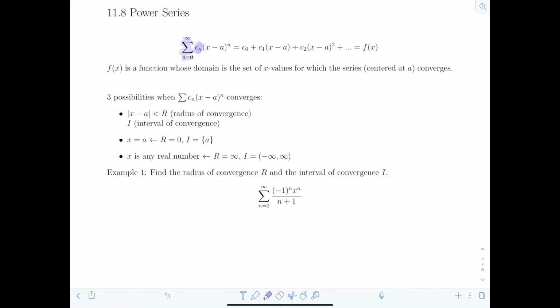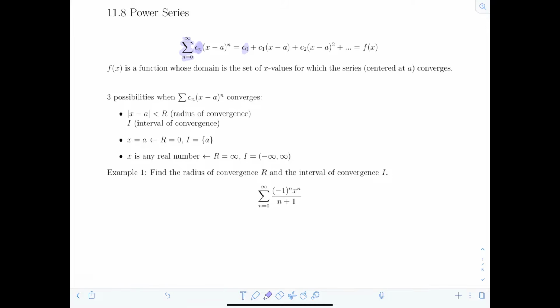Well, what does that look like if we expanded or wrote out the first few terms of this sum? If n is 0, I'd have c sub 0, and then (x minus a) to the 0, so that would just be 1. So the first term would be a constant. Then the next term, I'd add to that c sub 1 times (x minus a) to the first, plus c sub 2 times (x minus a) squared, and this goes on forever.